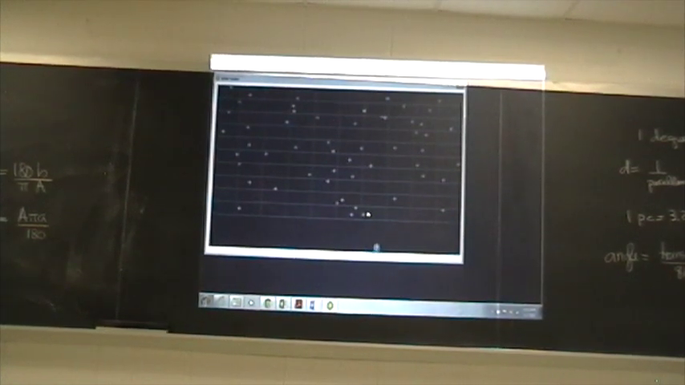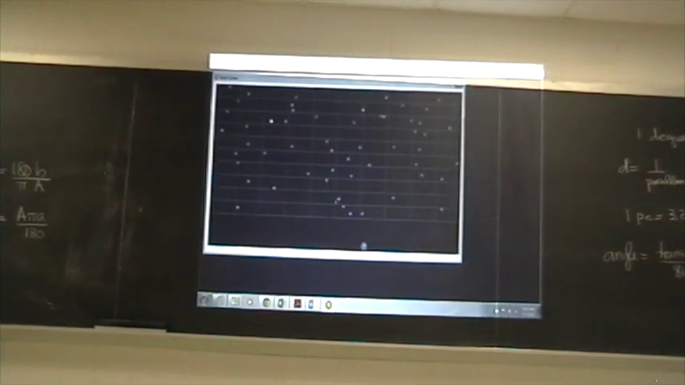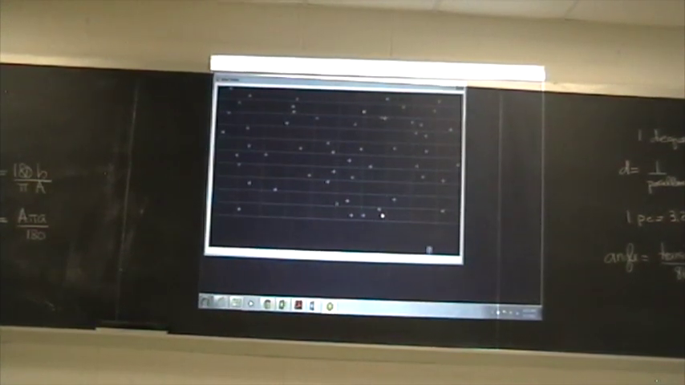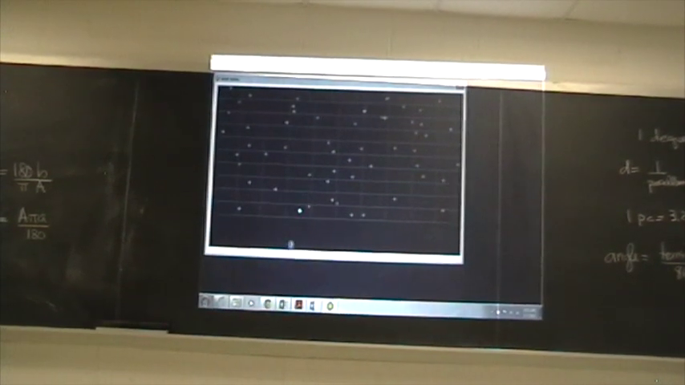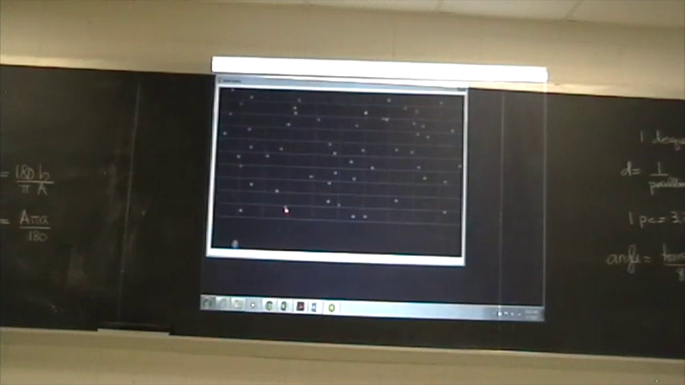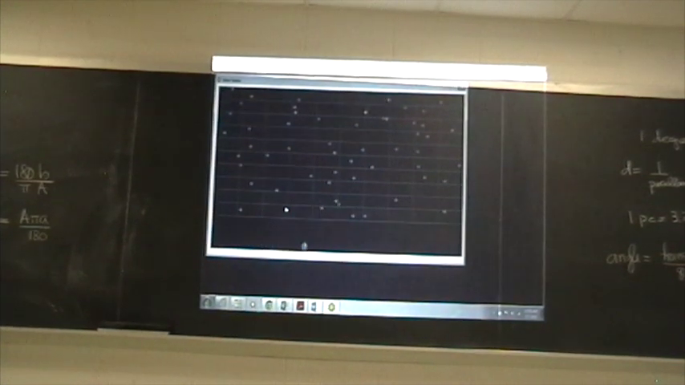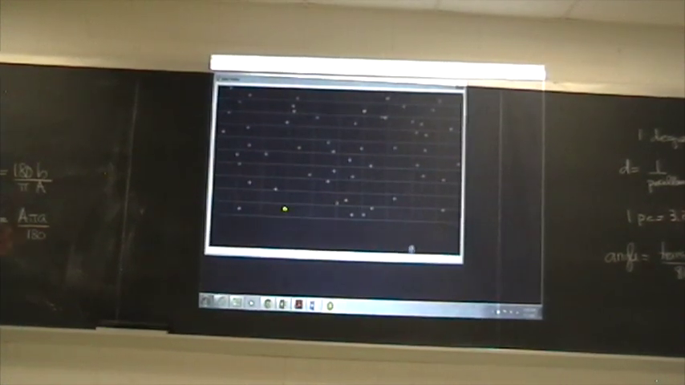I'll go ahead and start the animation. And what you need to do for each of these stars is measure. Let me just focus on this bottom star. You'll need to measure the angular width from here to here. And that will give you twice the parallax angle.